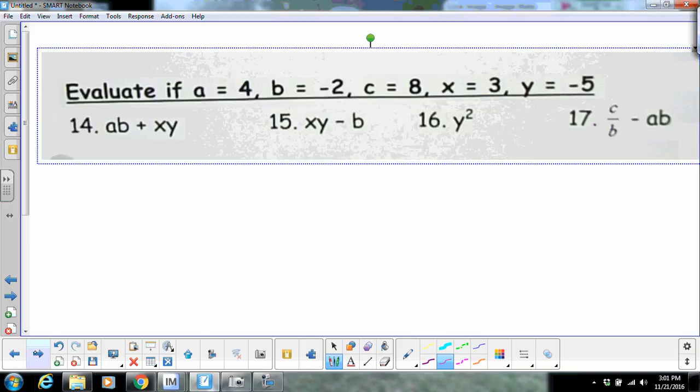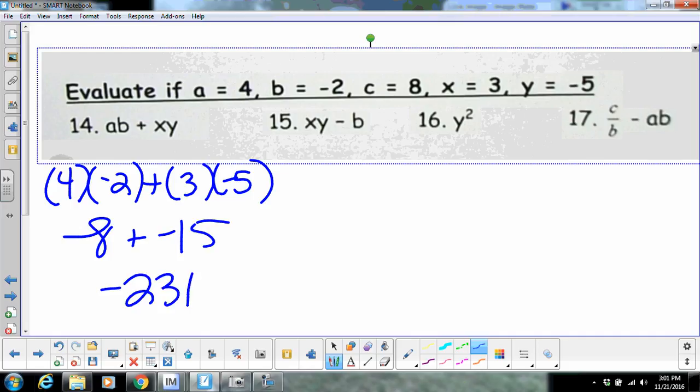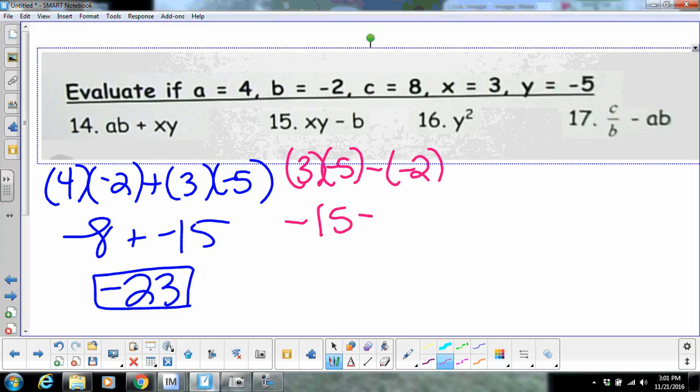And that takes us down to the bottom, and this is just evaluating expressions or substitution. So basically, I'm going to plug in. And remember, you're multiplying here, not just 4 minus 2. So that's going to be negative 8 plus negative 15, which is negative 23. So this would give me negative 15 plus 2, or negative 13.